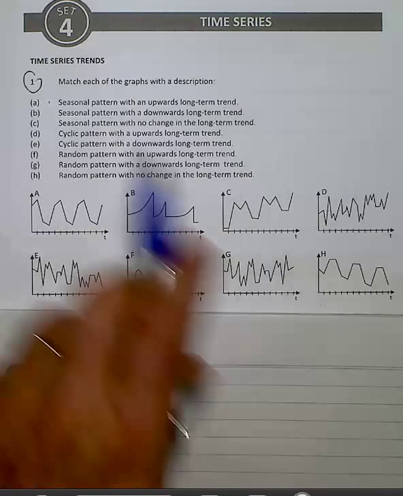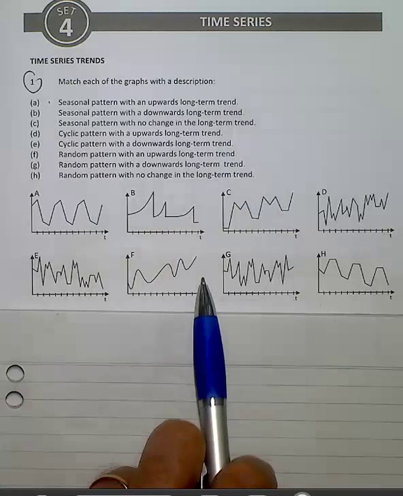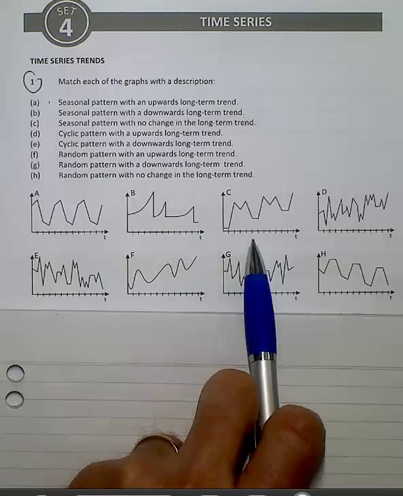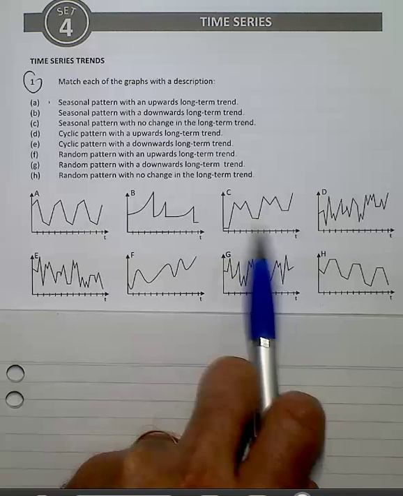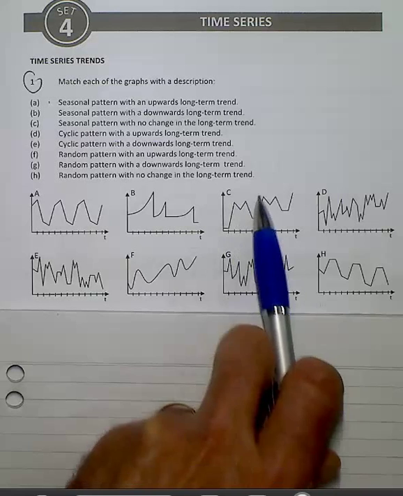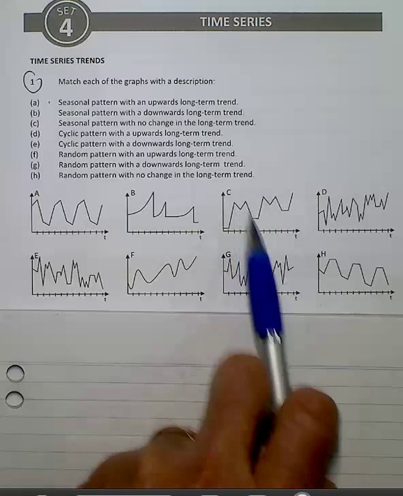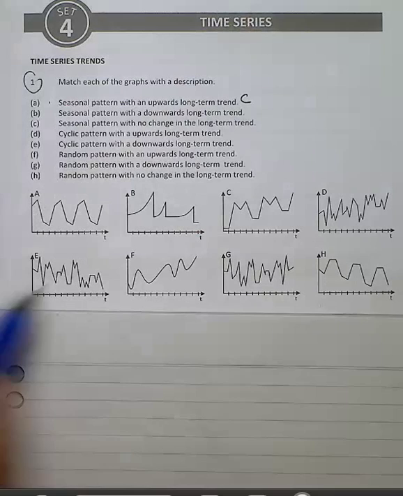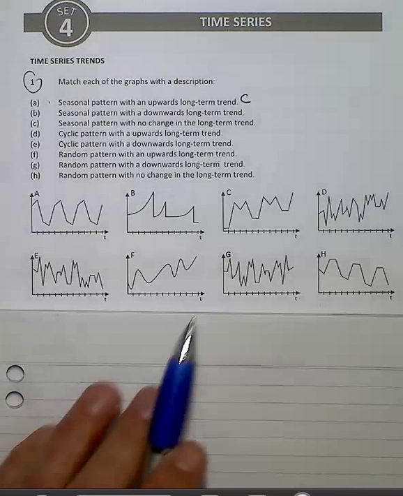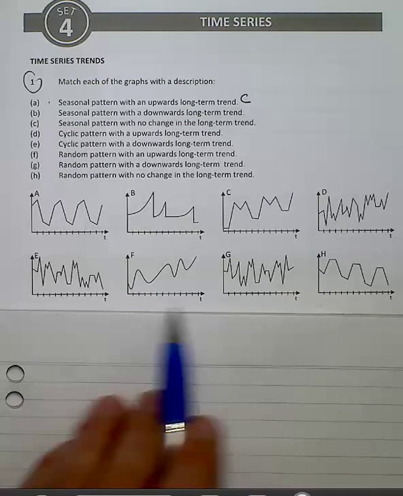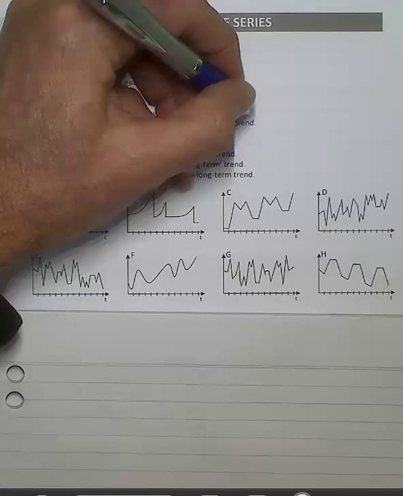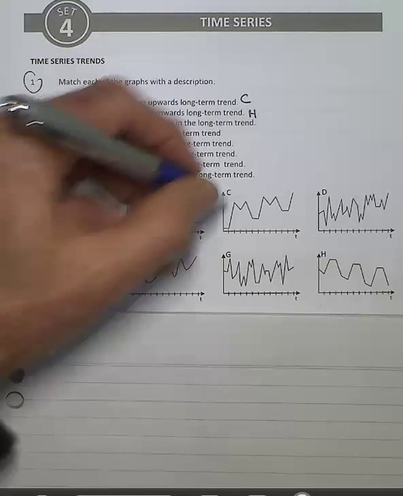When we're looking at seasonal patterns with an upwards long-term trend, we expect to see the x-axis evenly distributed and the pattern repeating. So in case C, you can see that little V shape appears twice. So we'd say that would probably be part C. In a similar way, with a downturn trend where the intervals are pretty constant, H seems to fit with that particular one.